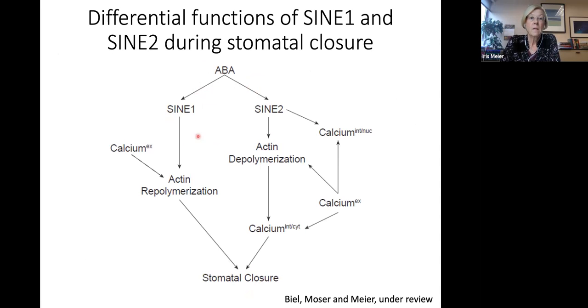So we think that SINE1's main role is in some way to assist in the actin repolymerization stage of the actin reorganization. This can be rescued by external calcium. So calcium is certainly involved to a certain degree, and this is required for stomatal closure. Now, in contrast, SINE2, as we saw, was more involved in the earlier actin depolymerization stage.